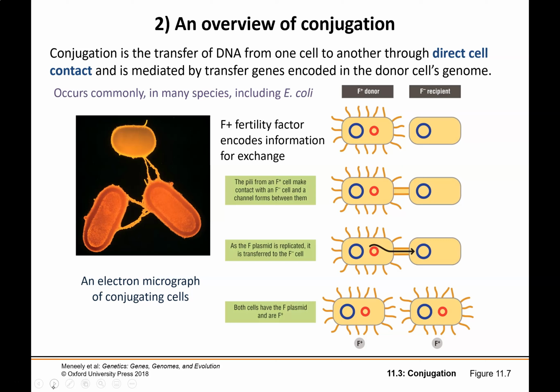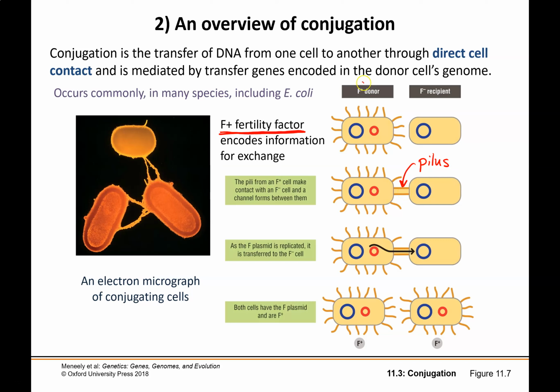So conjugation requires something called a fertility factor. Now, a fertility factor encodes the genes that are going to make this connection. So this fertility factor encodes genes that are going to make what we call a pilus. So a pilus, or pili for plural, from the cell with the fertility factor is actually going to form and grow between one bacterial cell and the other.